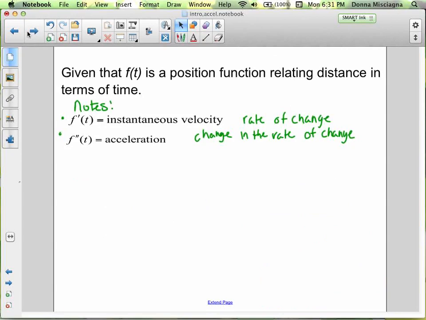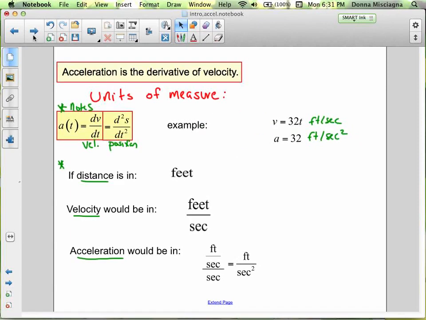All right, so given that f of t is a position function relating distance in terms of time, this should be in your notes, f prime of t is instantaneous velocity, it's the rate of change, and f double prime of t is acceleration. So you should know that acceleration is the change in the rate of change. So anytime you're asked for a change in a rate of change, you're looking for the second derivative. Acceleration is the derivative of velocity.